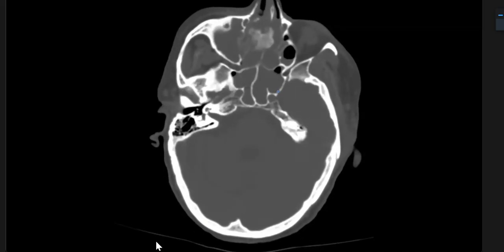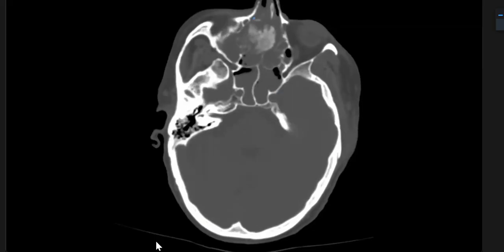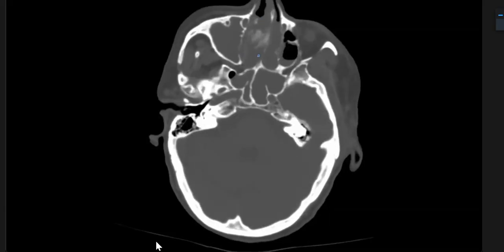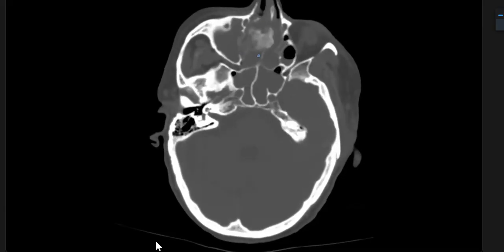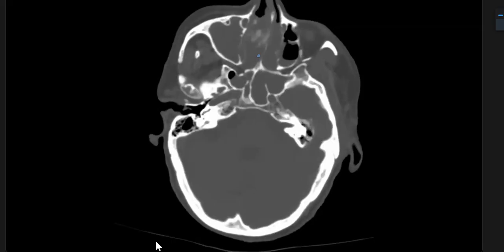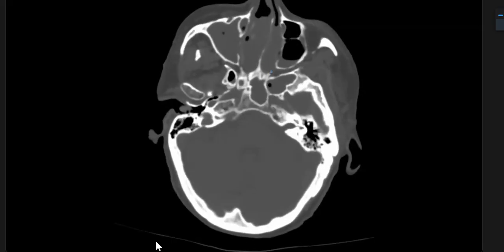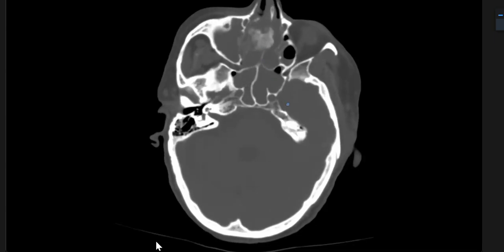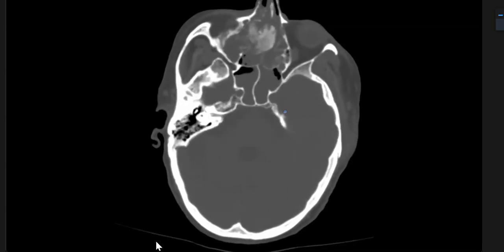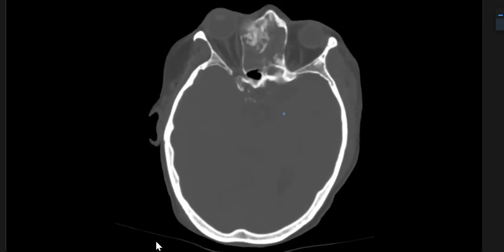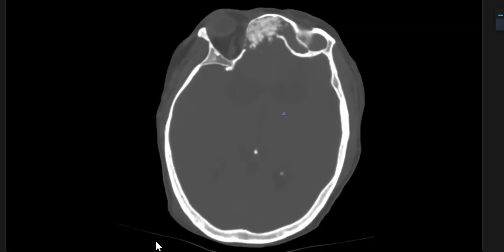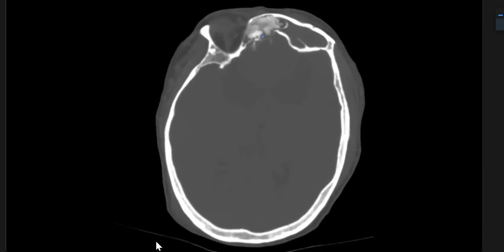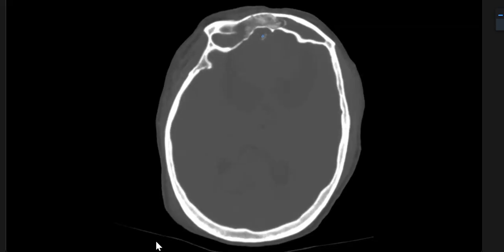Yes, there is destruction here noted within the medial wall of the right maxillary sinus, and within the nasal bone, with opacification of the nasopharynx, opacification of the sphenoid sinuses, and there is a dense opacity noted within this opacification. Also, there is a high density noted within the frontal sinuses.